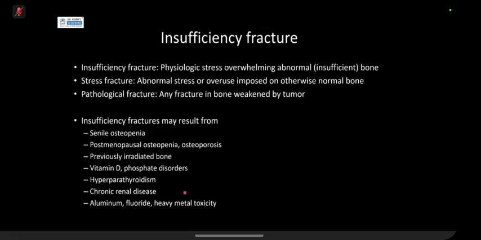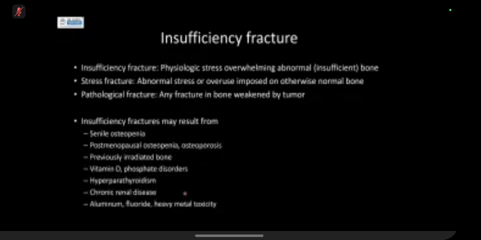Okay, so we know the difference: insufficiency is physiologic stress on abnormal bone, in this case osteopenia from disuse. And according to Wolff's law, your bone's constantly remodeling. So if you give it stresses, then it will continue to lay down new bone and become stronger. And if you don't use it, it will start to waste away.